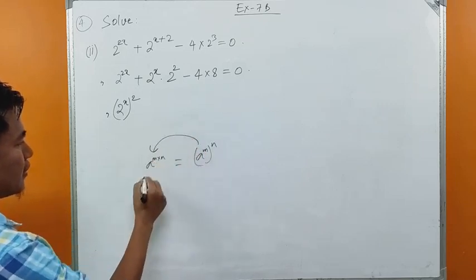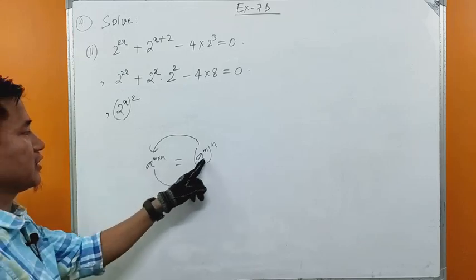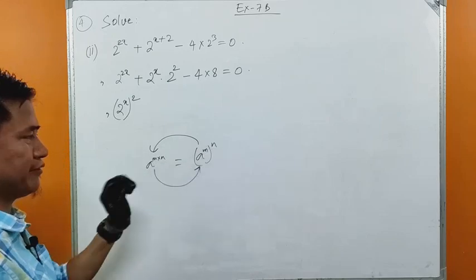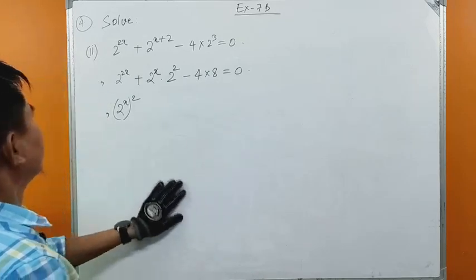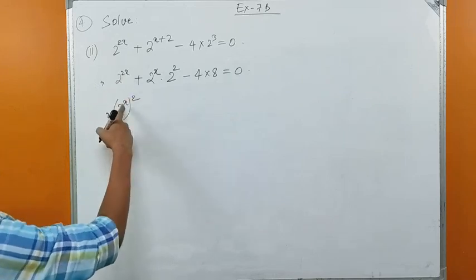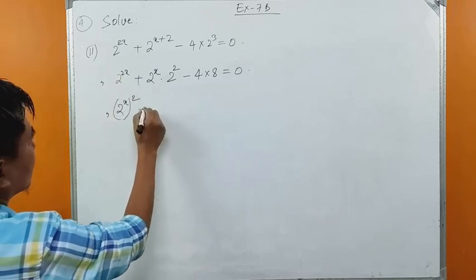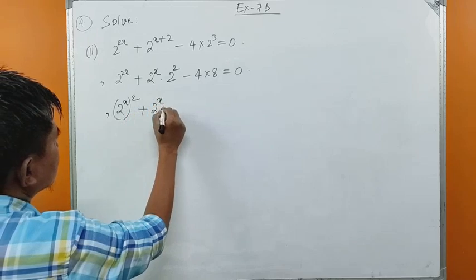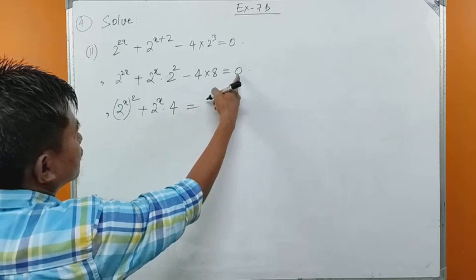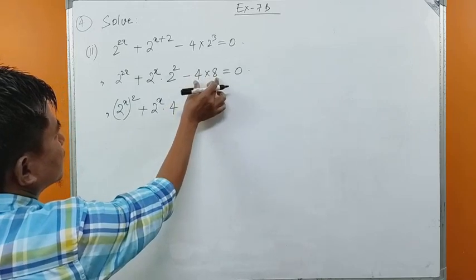This number can be written in this form and this number can be written in this form. A to the power m into n can be written as a to the power m whole to the power n, or you can write m into n in this way. So here we have 2 to the power 2x means 2 into x. So this x we write here into 2, plus 2 to the power x into 2 squared means 4, equals to 4 8s are 32 minus 32, isn't it?